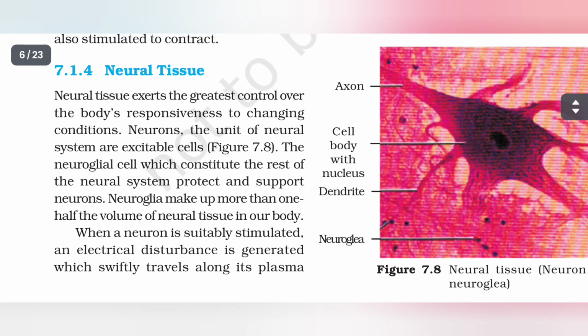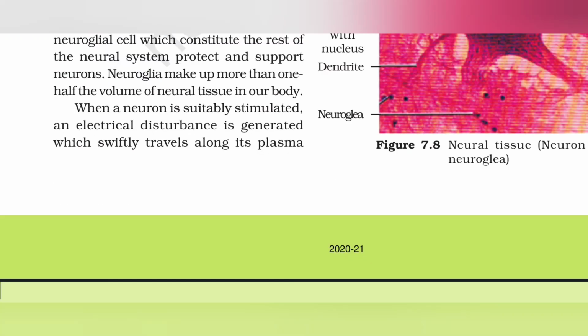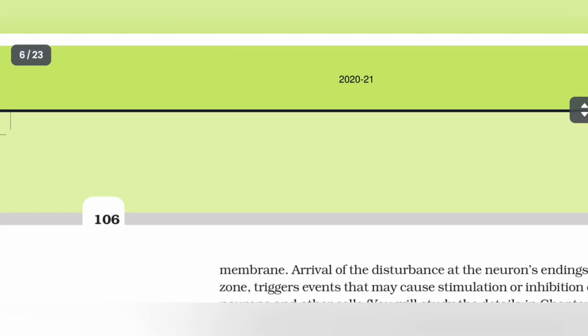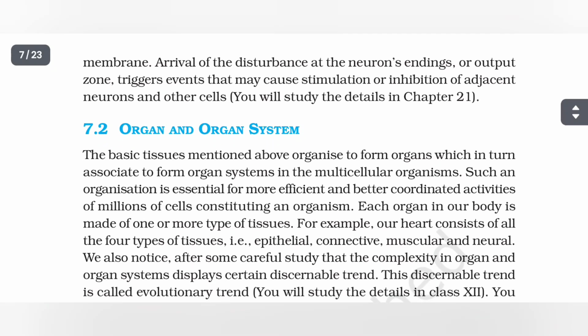Neural tissue. Neural tissue exerts the greatest control over the body's responsiveness to changing conditions. Neurons, the units of the neural system, are excitable cells. The neuroglial cells, which constitute the rest of the neural system, protect and support neurons. Neuroglia make up more than one half the volume of neural tissue in our body. When a neuron is suitably stimulated, an electrical disturbance is generated which swiftly travels along its plasma membrane. Arrival of the disturbance at the neuron's ending or output zone triggers events that may cause stimulation or inhibition of adjacent neurons and other cells.